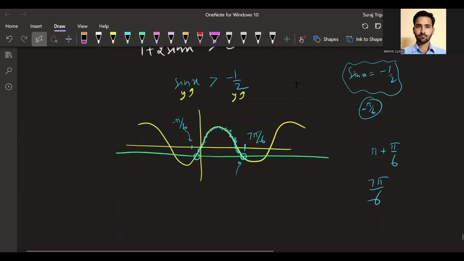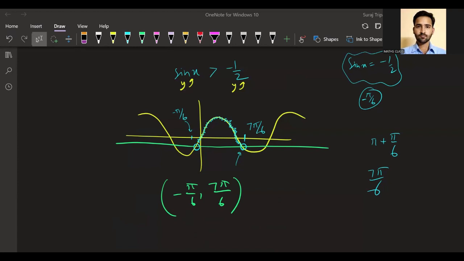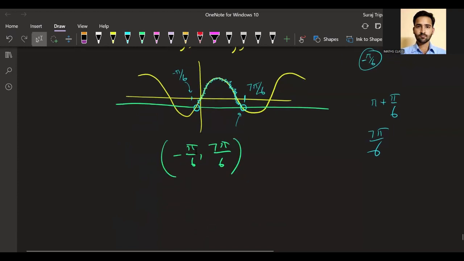So in one period, means in the first period, that is 0 to 2 pi, we have these values of angles like minus pi by 6 to 7 pi by 6. In this interval, 1 plus 2 sin x is positive. Got it? So this is the solution. This is one set of solution.